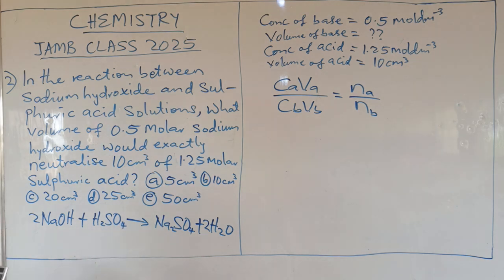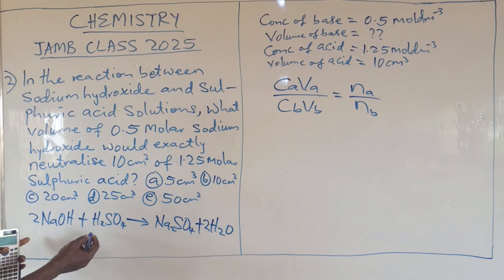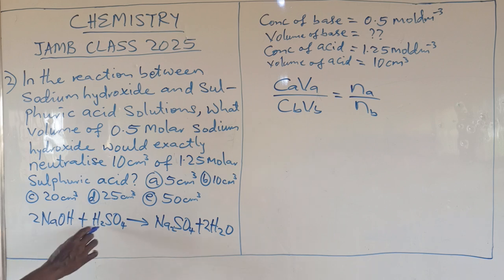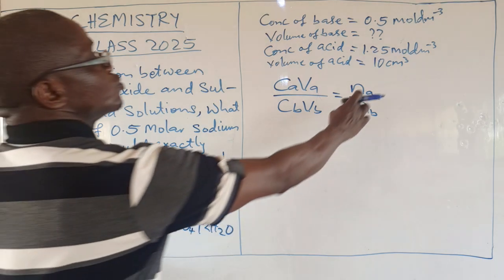So the equation is balanced. Now, mole ratio of acid to base. Note which one is acid. This is acid, it starts with hydrogen first. The one that starts with metal can be base or salt. This is a base. So note which one is acid and which one is base. So mole ratio of acid to base: this is acid, 1. Mole ratio of base is 2. You have taken that from here into this place.